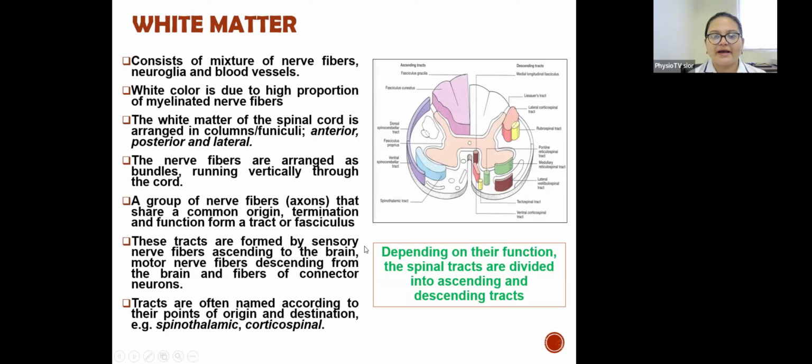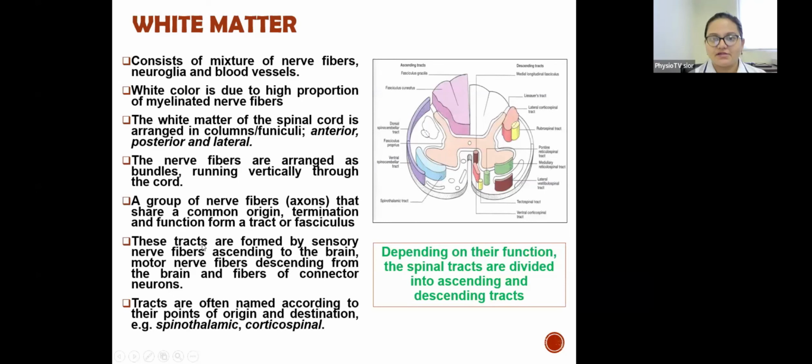These tracts are formed by the sensory nerve fibers, which are ascending, that is from the periphery to the center, ascending to the brain; motor nerve fibers descending from the brain; and fibers of the connector neurons, that is the interneurons. We talked about interneurons also. They are connections between the sensory and the motor neurons, right?